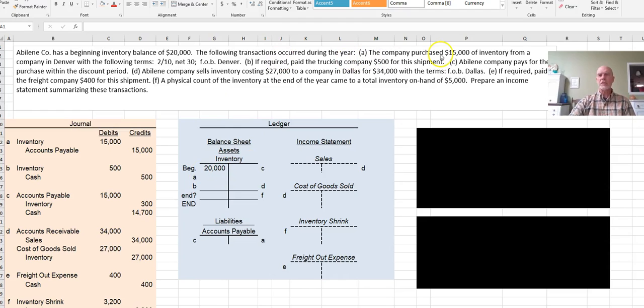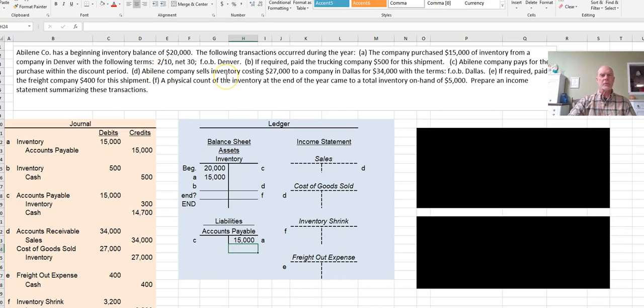The company purchased $15,000 of inventory from a company in Denver with the following terms: 2/10, net 30, FOB Denver. Okay, so when we purchase that $15,000, we're going to debit inventory and credit accounts payable. So I'll go ahead and do that. Debit inventory, $15,000, credit accounts payable, $15,000. 2/10, net 30, we'll take care of the discount in just a minute.